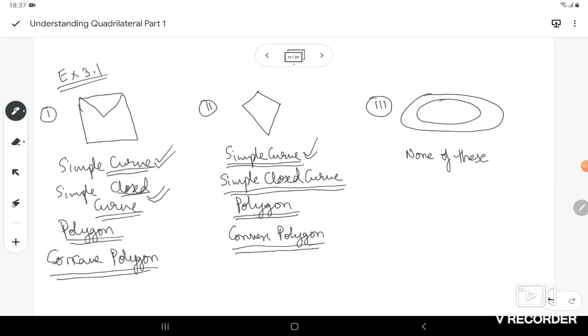Now moving on to the third figure. We can clearly see that the third figure cannot be made without lifting the pencil. Whether we make the internal circle or the external circle first, we have to lift the pencil. So it's not a simple curve. If it's not a simple curve, we are not left with any other option. So none of the options satisfies the third figure.